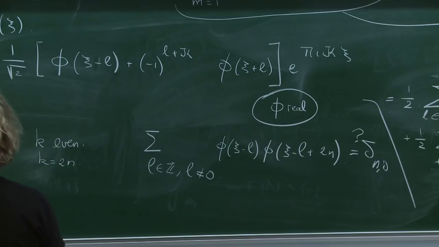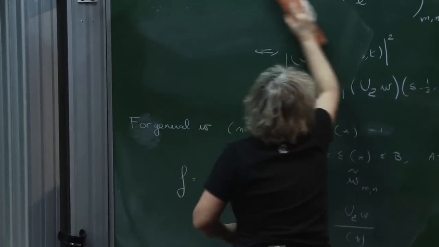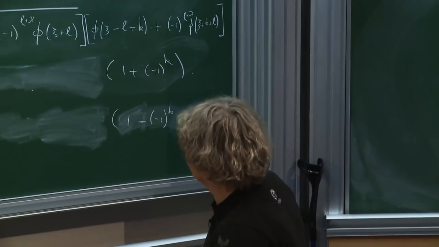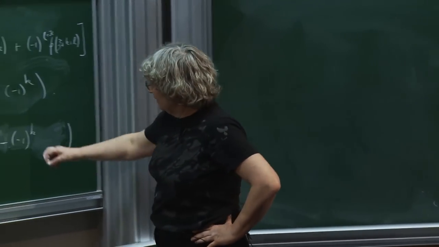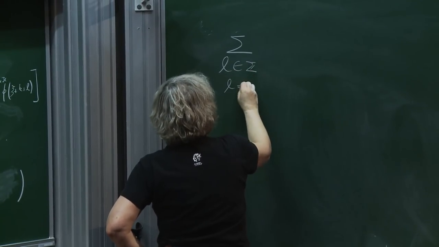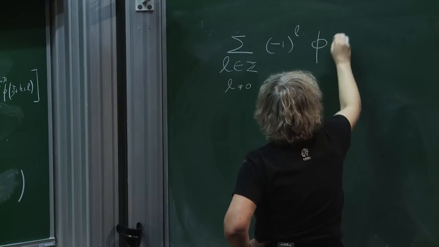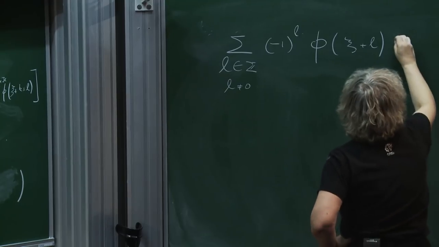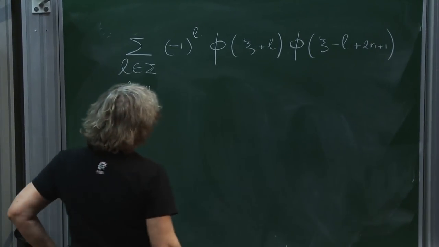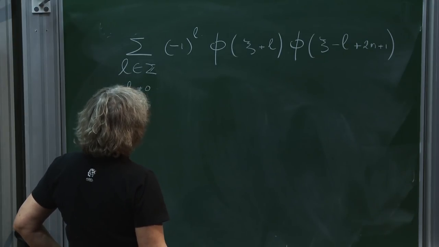Now, if k is odd, let's do a little sideboard for that. If k is odd, then this cancels out, but that gives us a 2, which cancels out with a half. So we get then sum L in Z, L different from 0, and we have minus 1 to the L, phi xi plus L, and then phi xi minus L plus 2n plus 1.